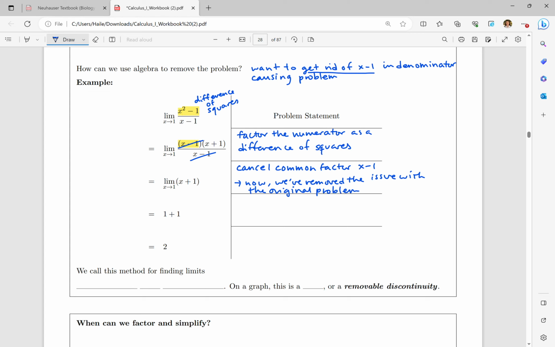So now, since we're left with just x plus 1, it kind of puts us back into that former example where we did direct substitution, because now I have no denominator, so I can't have a problem with the denominator. So all I have to do now is directly substitute. So that's what this step is. So we direct substituted 1 for x, and we just use some arithmetic and simplification to get our final answer of 2.